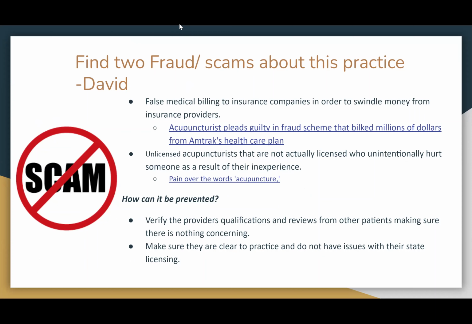And the second one was an unlicensed acupuncturist who unintentionally hurt someone as a result of their inexperience, causing a collapsed lung. And how can it be prevented? So verify the provider's qualifications and reviews from other patients, making sure that there's nothing concerning about the provider. And secondly, making sure that they are cleared to practice and do not have any issues with their state licensing, which is public record.